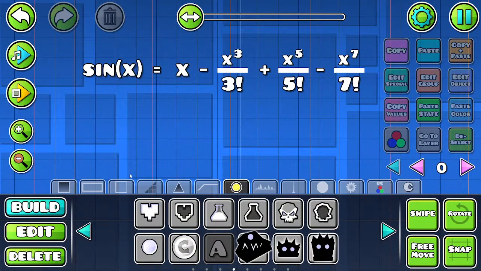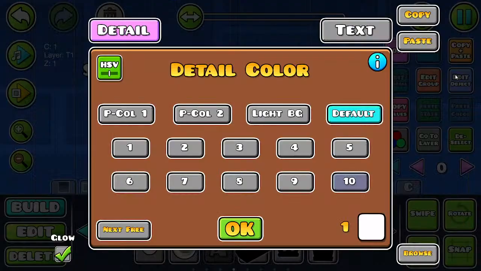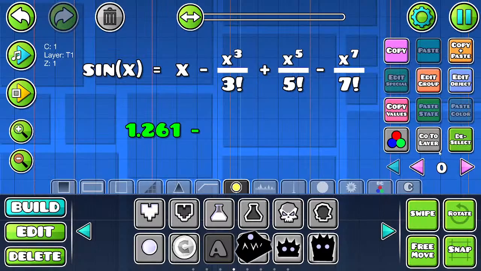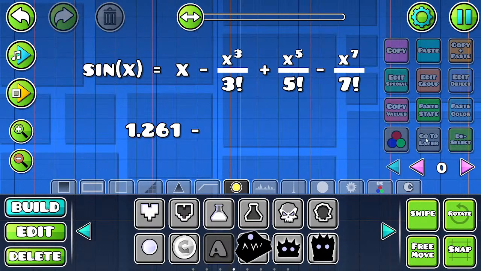I guess I will do 1.261. I'm gonna use decimals because I thought you're supposed to subtract. I will use a calculator because I can't do 1.261 cubed in my head. So, 1.261 cubed.